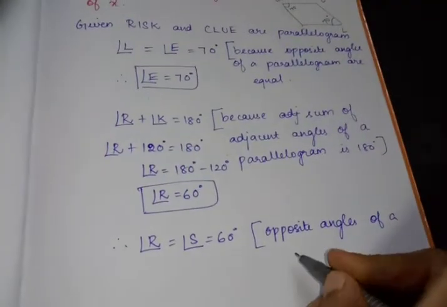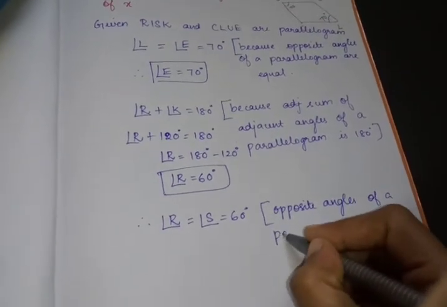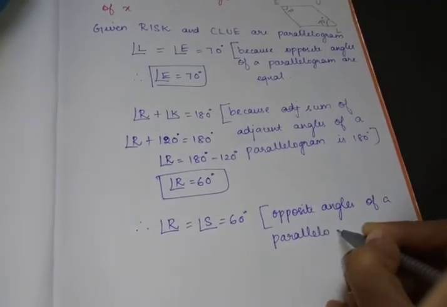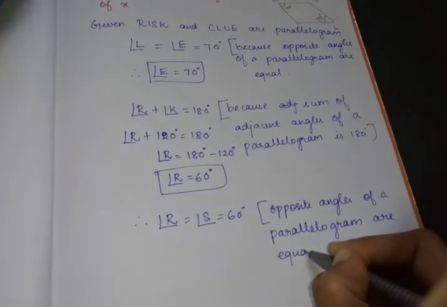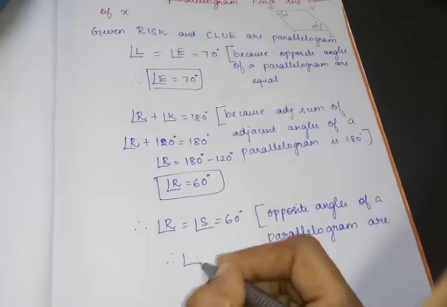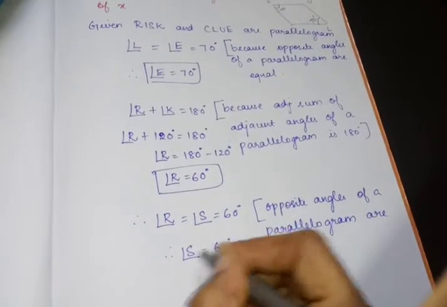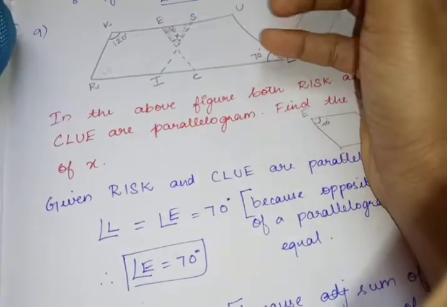Opposite angles of a parallelogram are equal. So what is the value of S? Angle S is equal to 60 degrees. So we find the value of E, we find the value of S.